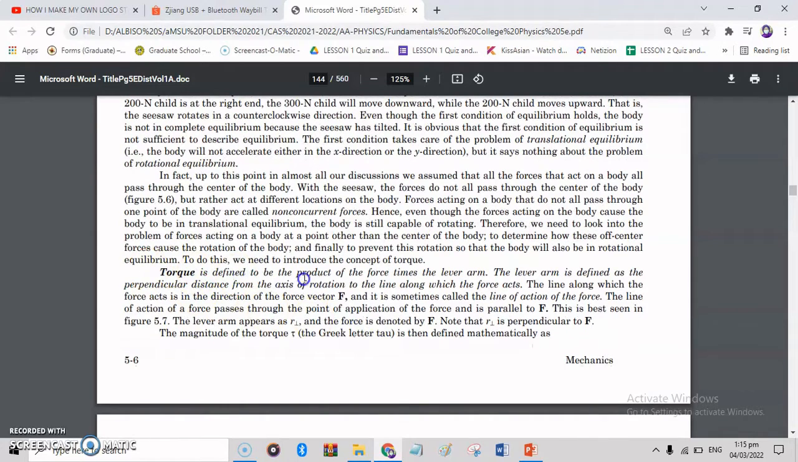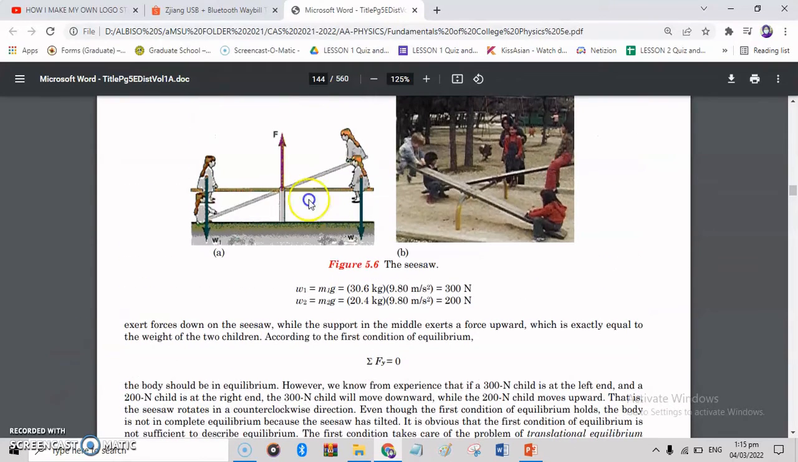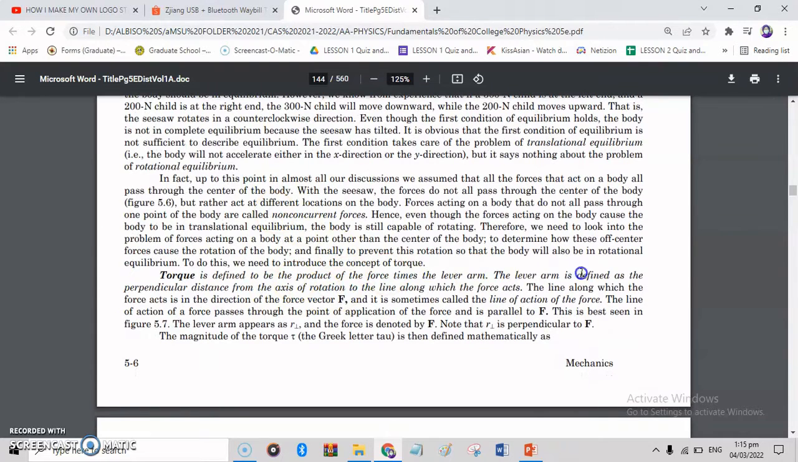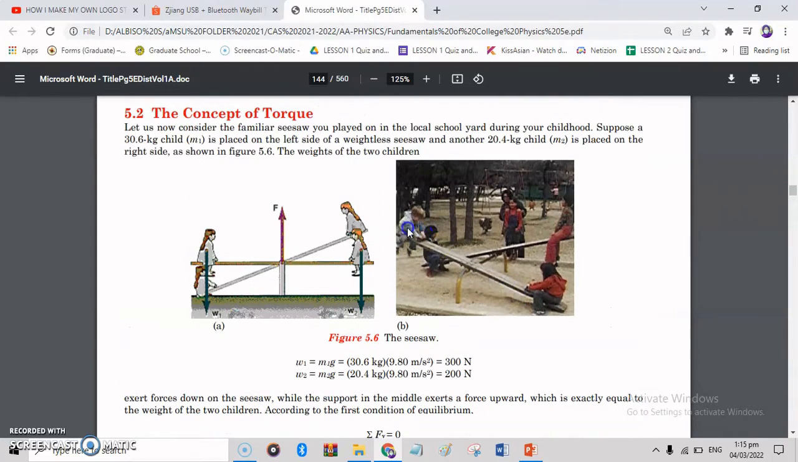Torque is defined to be the product of the force times the lever arm. Okay, so magmamatter na yung lever arm or kung gaano layo si torque. Now, the lever arm is defined as the perpendicular distance from the axis of rotation to the line along which the force acts. Perpendicular, ibig sabihin, ayan, kung paganyan siya, hindi mo siya pwedeng i-parallel. So, ito siya, perpendicular. That's the lever arm.